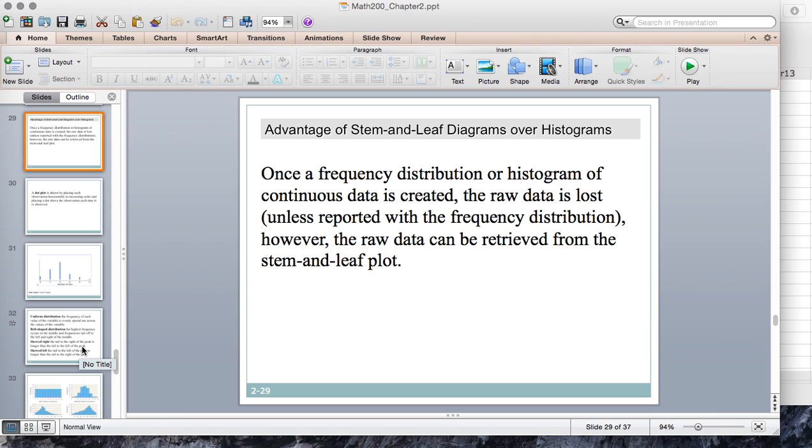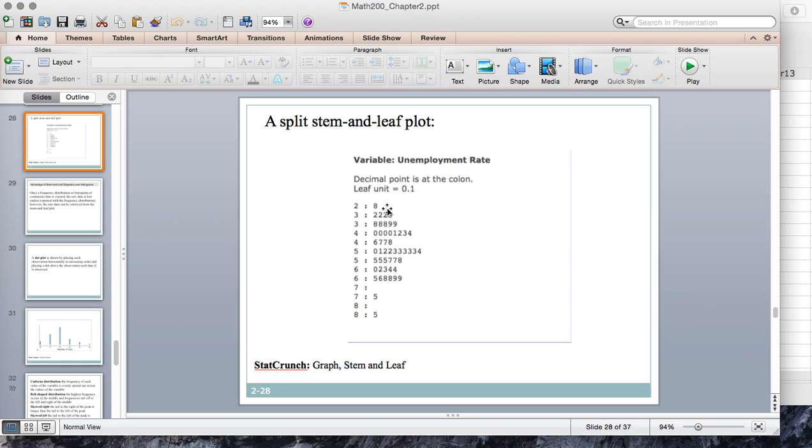Now, one advantage of stem and leaf diagrams over histograms is that the raw data is kind of still available to you when you're looking at the stem and leaf plot. So for example, I can look at this data right here and I can reconstruct all of the unemployment rates for the states. Now I don't know what they belong to, but I know that one of the states had a 2.8 and another state had an 8.5, for example. So that is kind of nice.